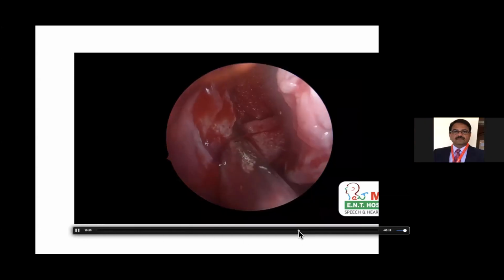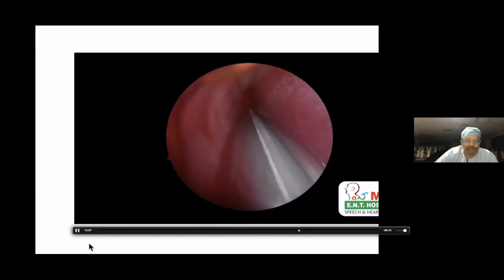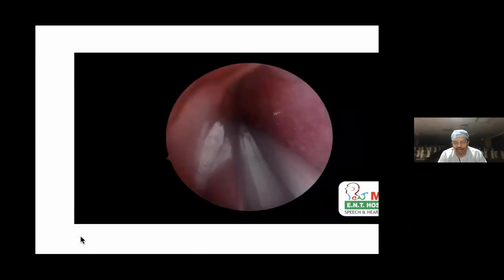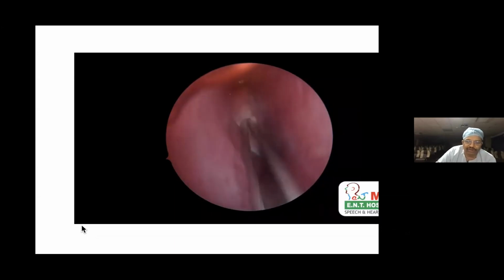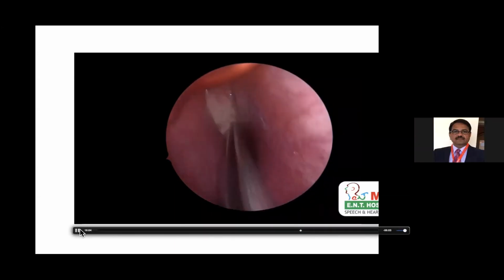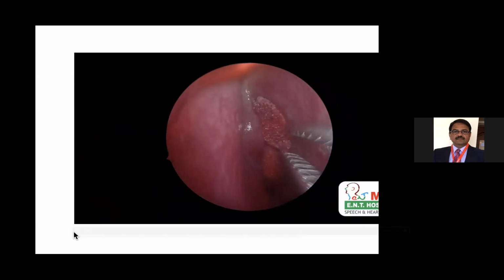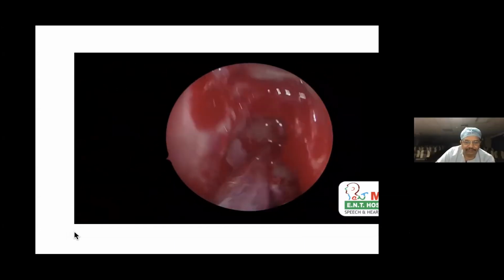So here also you are using only the balloon for the sphenoid sinus. Balloon. See, wherever the ostial mucosa is to be preserved, I will use a balloon. Okay, so see here.